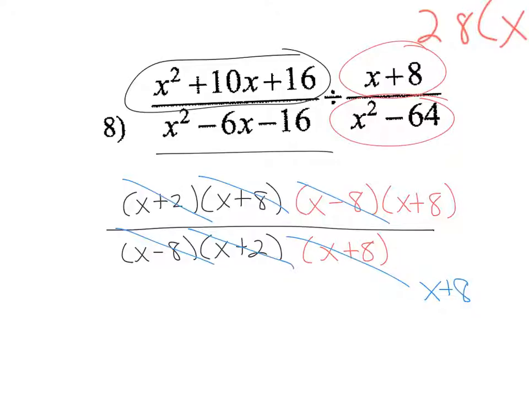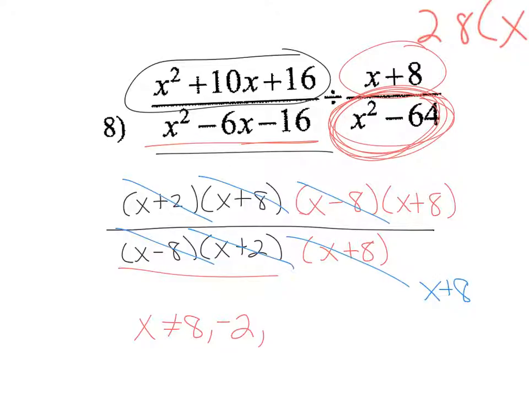And now my restrictions are, look in your original denominators. X can't be 8, negative 2, and this is going to be x plus 8, x minus 8, so x can't be positive or negative 8. And we already had that one for negative 8 and 8. So these are my restrictions.